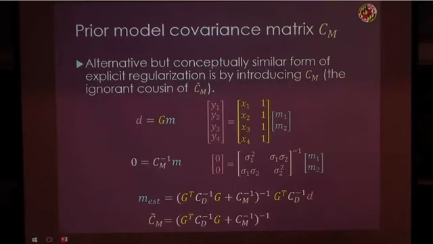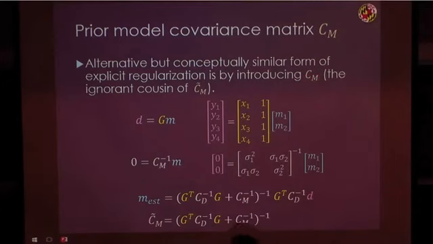Another way to do the damping is to really forget about this way of forming equations and instead try to construct a model covariance matrix, just like the one we got from the inversion, but this time you construct a model covariance matrix that is based on your prior knowledge. So this one is called the prior model covariance matrix C sub m, and it's the ignorant cousin of C, because it hasn't yet learned about the data. You're not allowed to tell it about the data when you write this down. You have to use some physical intuition.